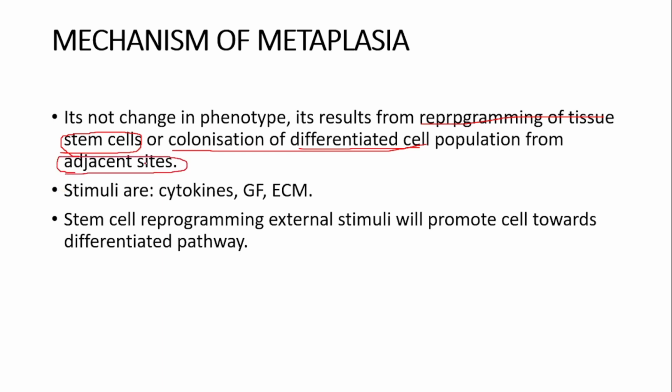Stimuli for this metaplasia are cytokine production, growth factors or extracellular matrix. So in case of stem cell reprogramming, these external stimuli, cytokines, growth factors and extracellular matrix, will promote the cell towards the differentiated pathway, leading to the development of undifferentiated cells.